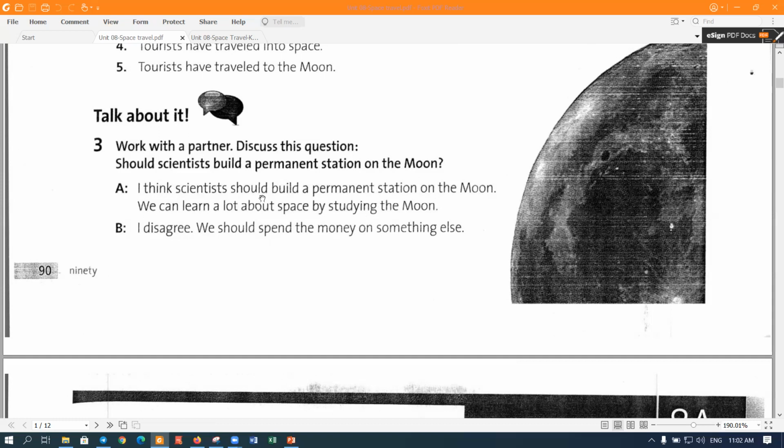I think scientists should build a permanent station on the moon. We can learn a lot about space by studying on the moon. I disagree. We should spend the money on something else. Okay, so you can make a speaking conversation with each other by using this sample.